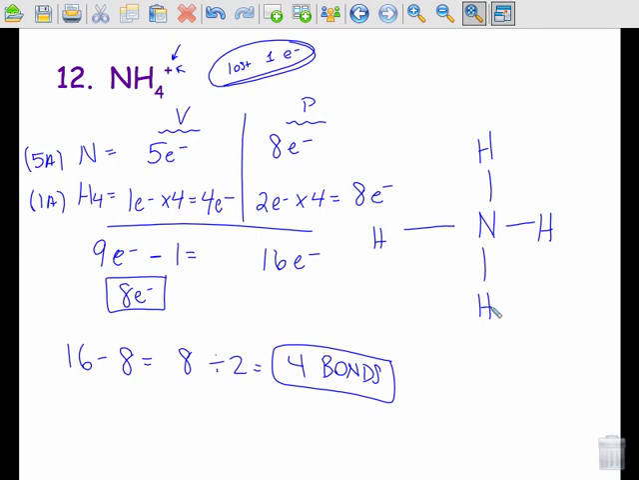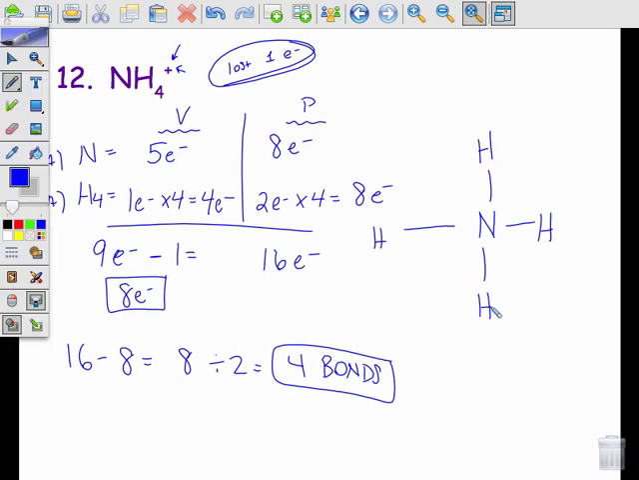So if I do my checks, I'm showing 1 nitrogen, 4 hydrogen. I'm showing 4 bonds. And actually, in this case, I'm showing 8 valence electrons already. You notice when you have a hydrogen atom, that tends to happen.